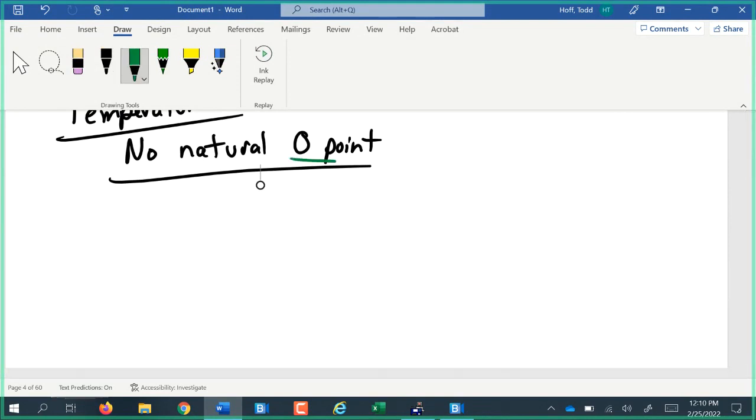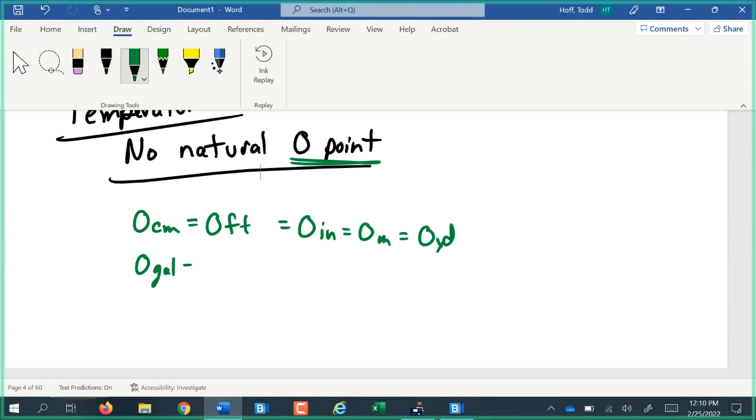Because of that lack of a natural 0 point, we have to do something different when we convert temperatures. Now, to clarify what I mean by a 0 point, like for length, 0 centimeters is equal to 0 feet, which is equal to 0 inches, which is equal to 0 meters, which is equal to 0 yards. Doesn't matter what unit I'm using to measure it, it's 0. Or 0 gallons is equal to 0 liters, which is equal to 0 quarts, which is equal to 0 pints, which is equal to 0 milliliters. Doesn't matter, again, what unit I use to measure it. 0 is 0.